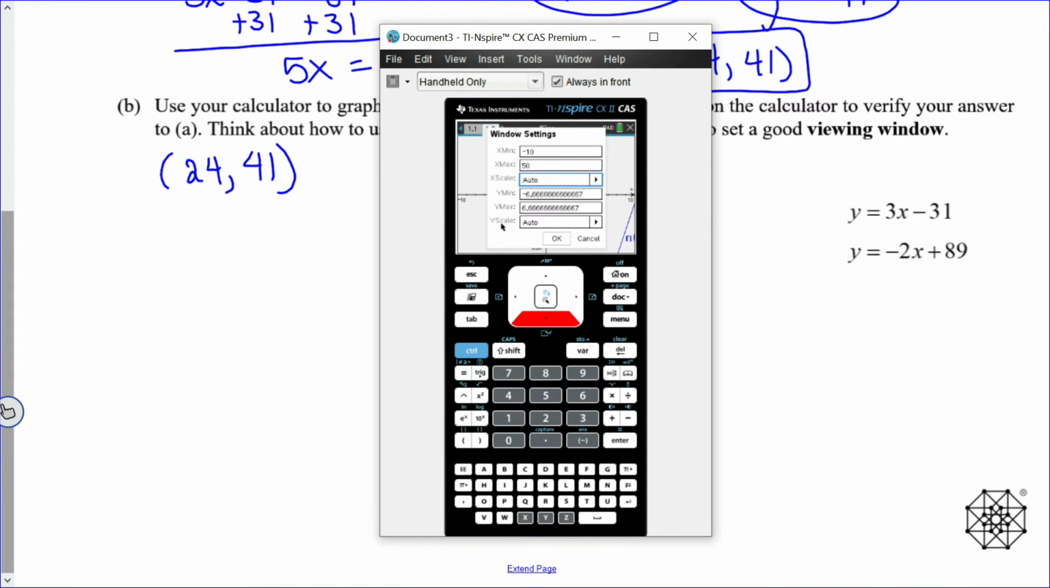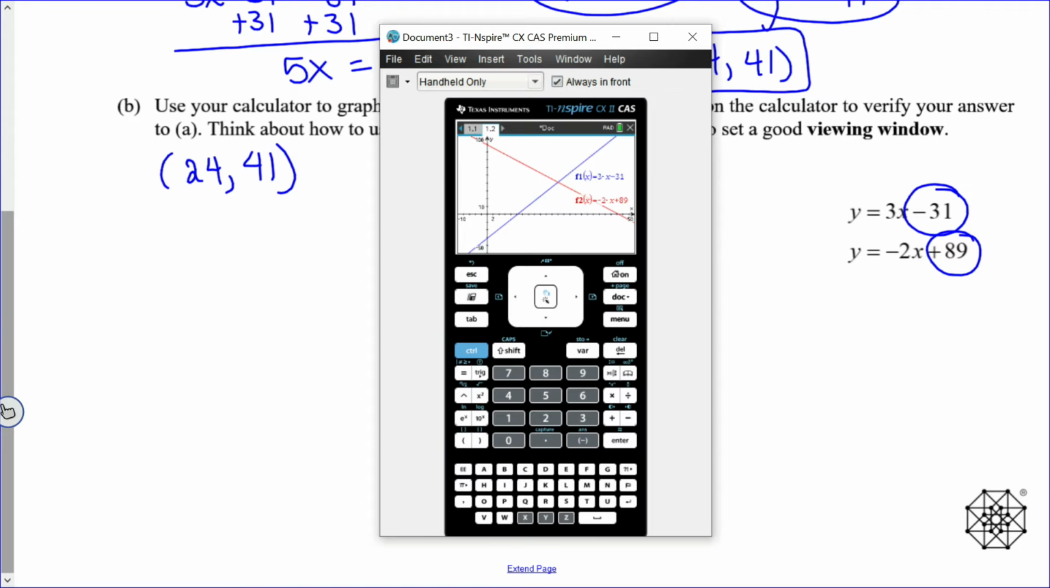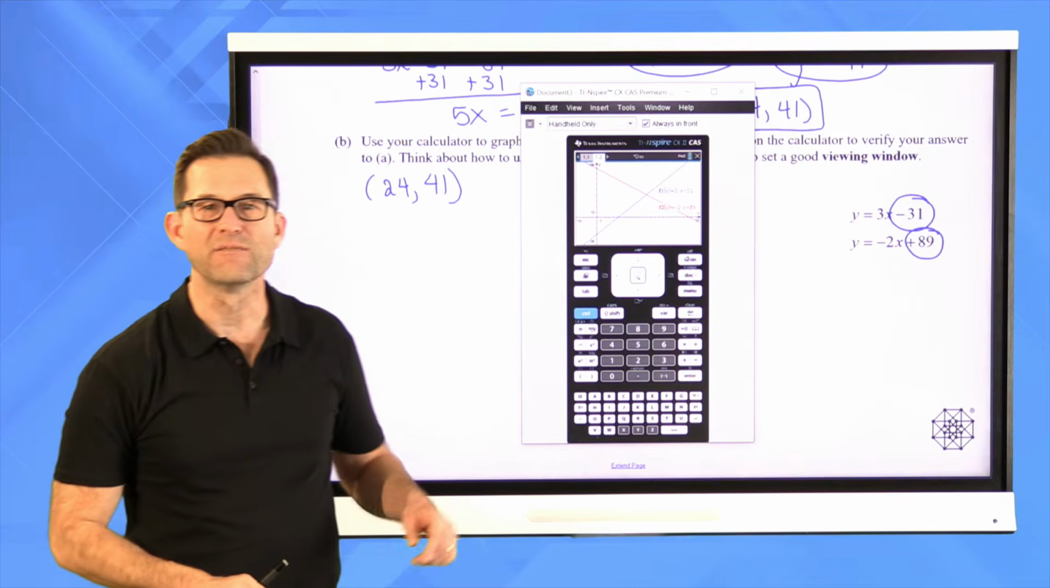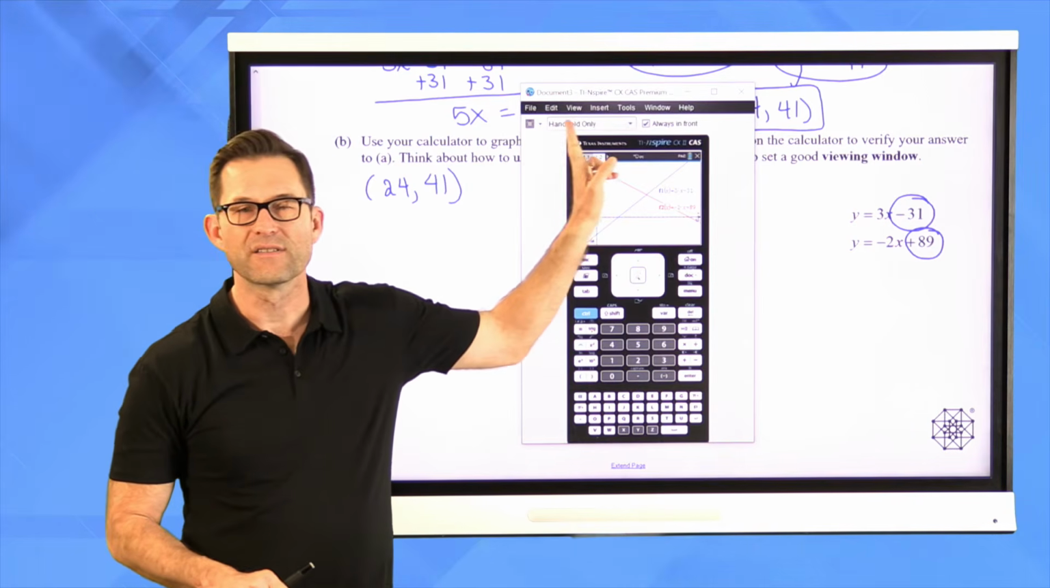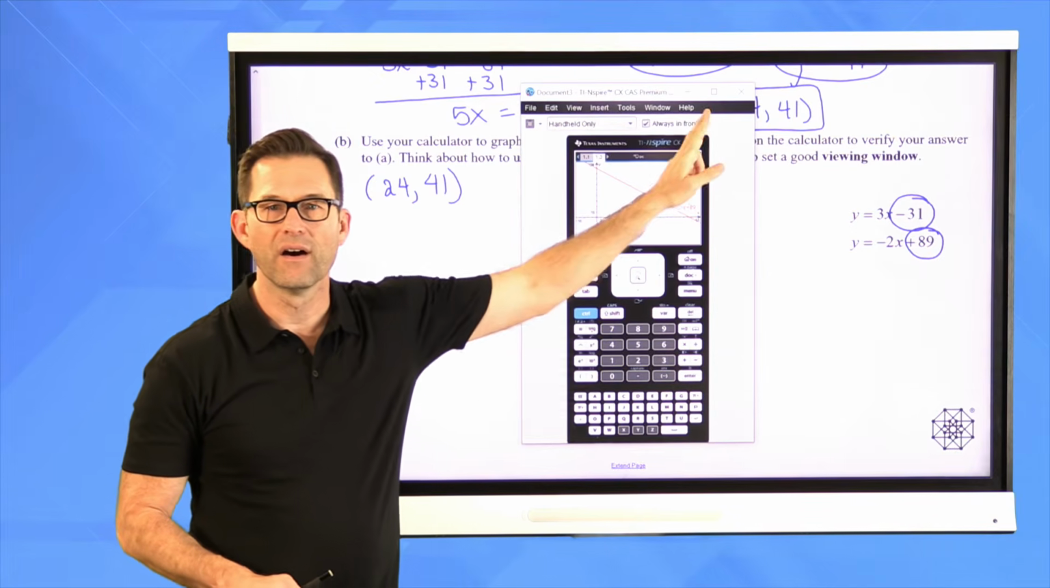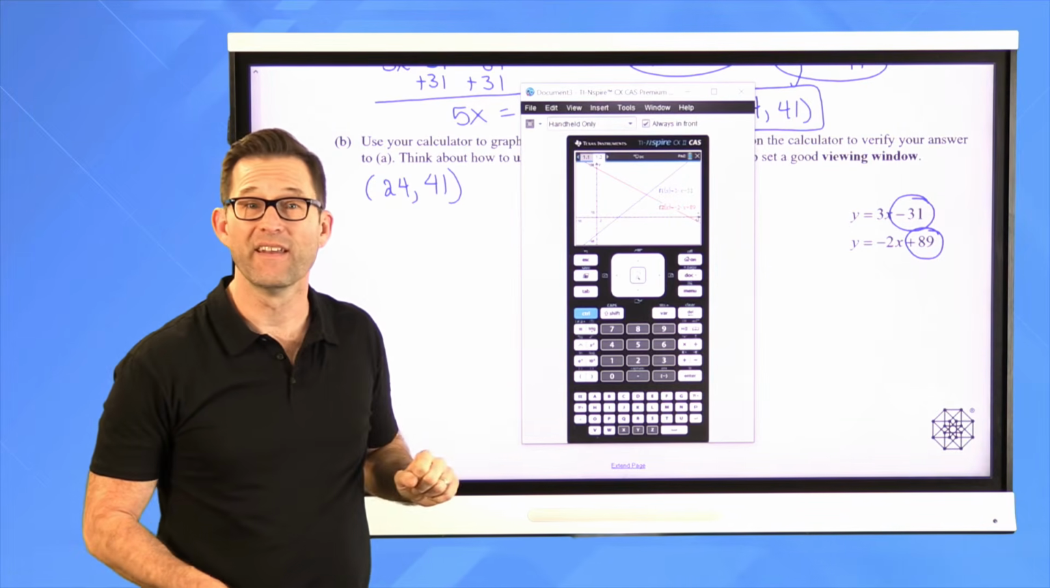Now my y scale, that's a little bit more interesting, right? I've got this y-intercept here at negative 31, so I want to make my minimum y less than that. Maybe I'll go negative 50. That should be good. Now my y-intercept of this line is positive 89, so maybe I'll make my y maximum 100. All right, that should be good. And look at that. Now I've got this beautiful graph that's got both my lines on it, okay? And now let's take a look at that intersect command.